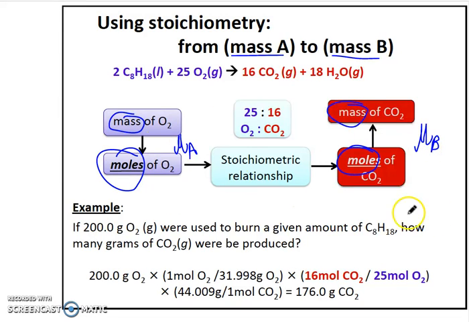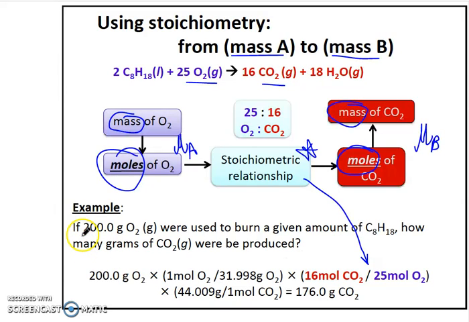Now, with moles and moles, we always have to go through the moles, and we have to use the stoichiometric relationship between these two components. In this case, we look at oxygen and CO2. We find that those stoichiometric coefficients are 25 and 16, and using dimensional analysis, we can figure out that the stoichiometric factor ends up being 16 moles of CO2 to 25 moles of oxygen.